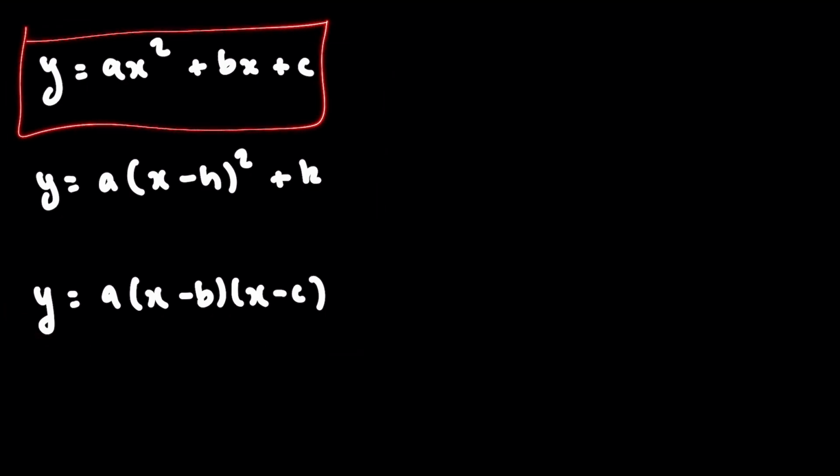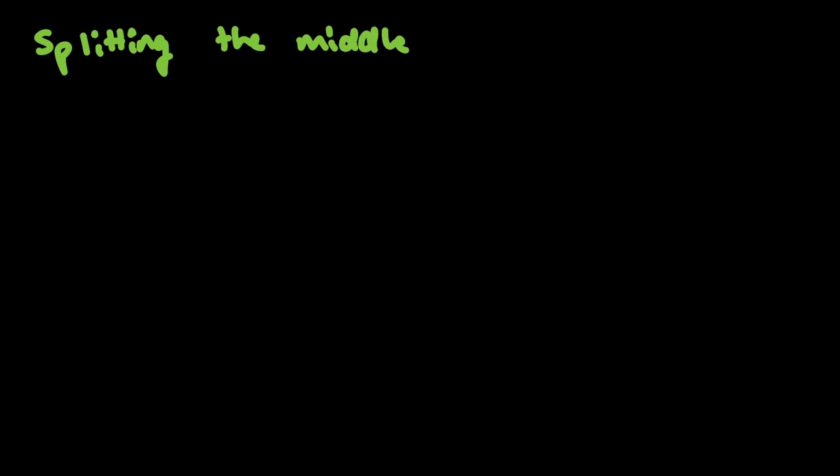Today we're going to just focus on how to factorize quadratics that look like this. And there are three ways to do it. The first way is by using a technique known as splitting the middle term. And this is how it works.